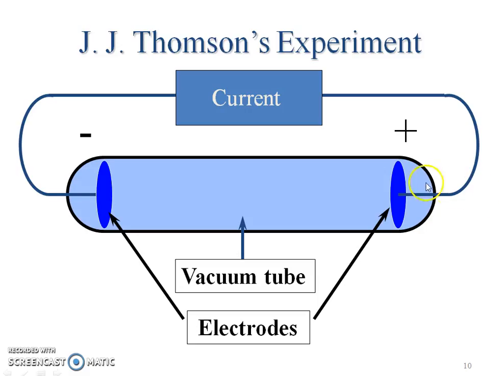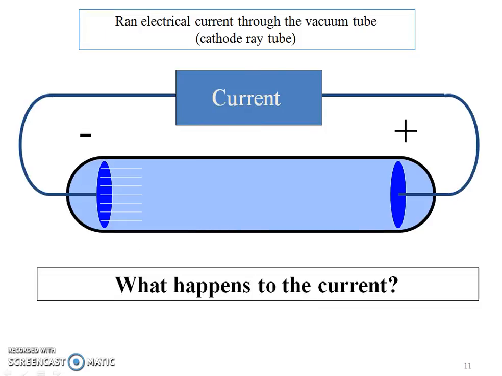So here's his experiment. This is the cathode ray tube. We're going to see that he forms cathode rays, or radiation, through the tube by connecting the positive and negative electrodes to, let's say, a battery. So this is kind of like a battery. What happens is he ran the electrical current through the vacuum tube.